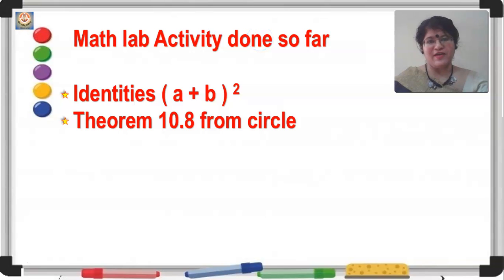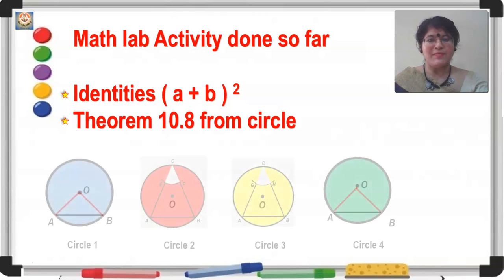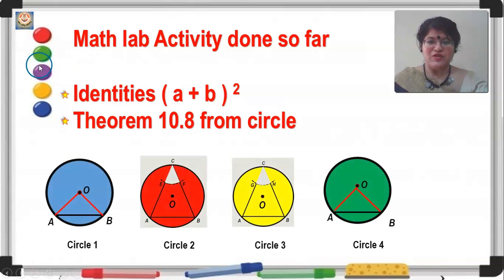The MathLab activity that we have done so far is a plus b the whole square, which is an identity. In the earlier video lessons, we completed a theorem from circle through MathLab activity. So this is a reminder, those who have not done this MathLab activity, please do the same in your MathLab book. In this video lesson, let us now begin with another MathLab activity based on angle sum property of a triangle.